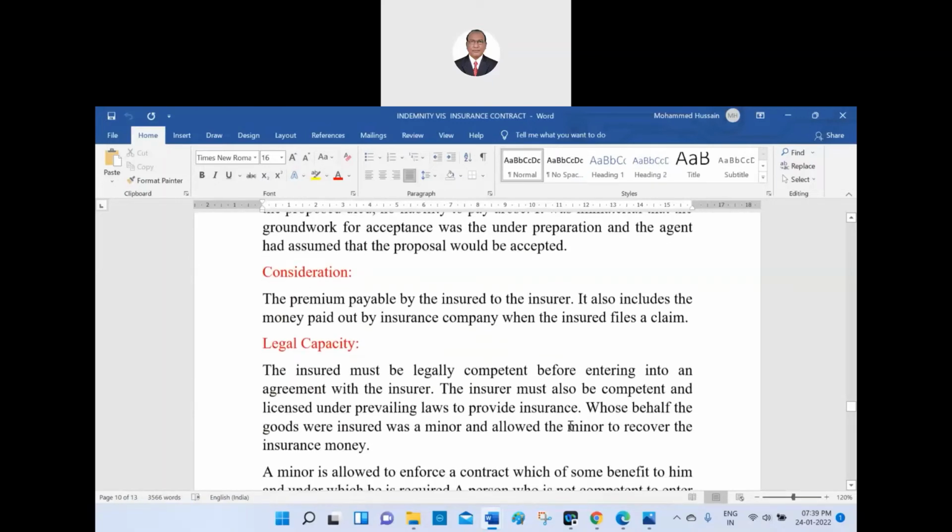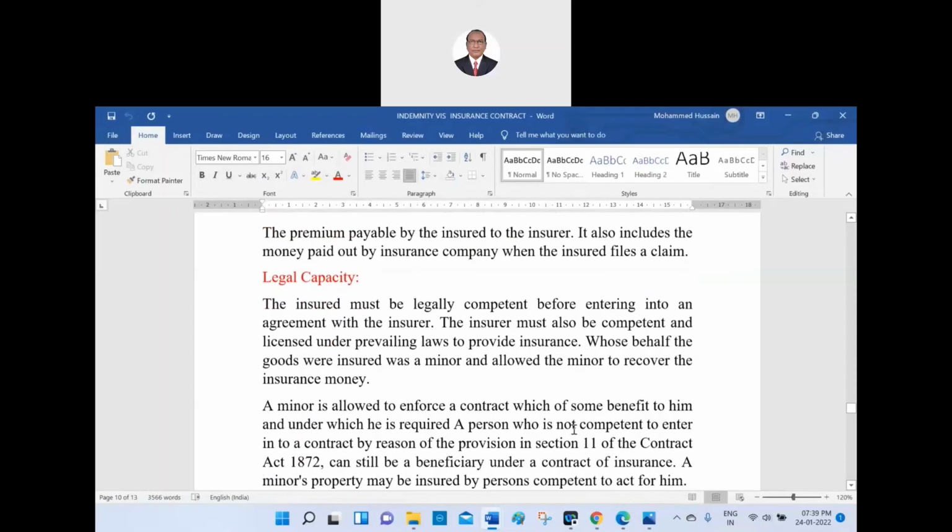So as usual, we know the consideration is there. Here the consideration is the premium. Is it or not? Yes, sir. What is the legal capacity? Sane mind, age, no convulsions. At the time of making the transaction, he should not be in convulsions. He should know the real condition, what he is going to do.